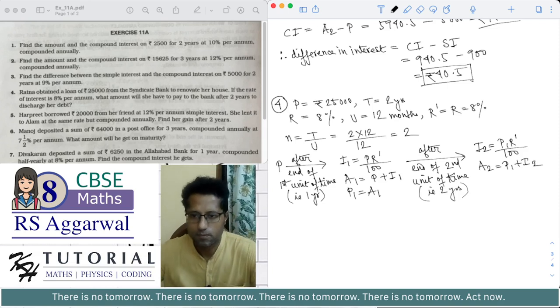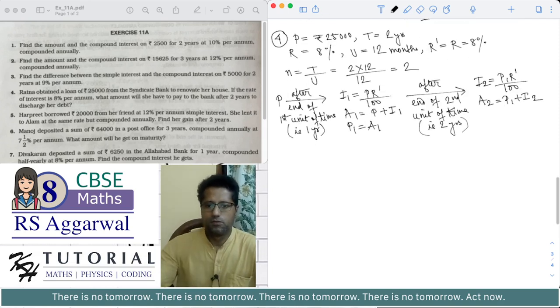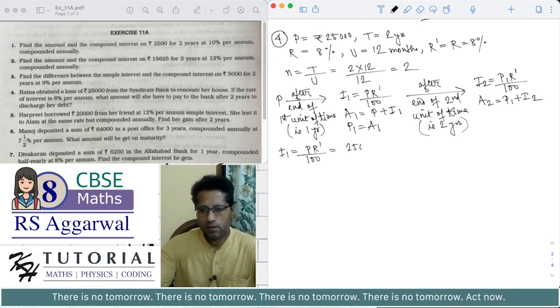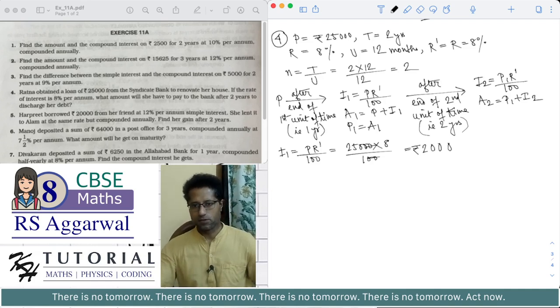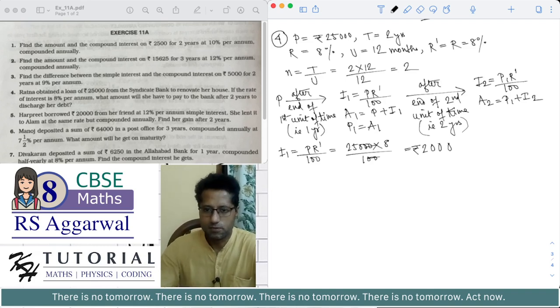So we have to find A2. Okay, so what is I1? I1 is equal to P R dash by 100. P is 25,000. R dash is R, which is 8 divided by 100. 0 cancels out. So the interest at the end of first unit of time is 2000 rupees.